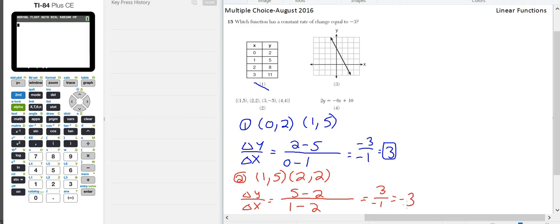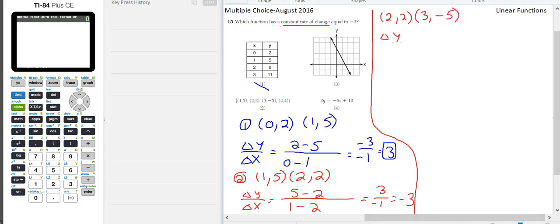But before you circle choice 2 right away and move on to question number 16, you want to see, is there a constant rate of change? Is the rate of change -3 over the entire interval, over all of these points? We have to try out each of the points and make sure that between every set of two points, the rate of change is -3. So we're going to try out the next two points, 2, 2 and 3, -5.